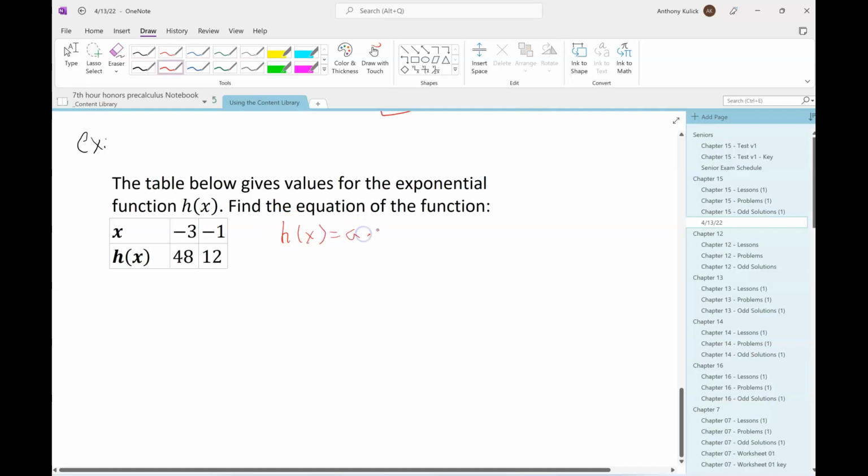Okay. So still the same goal. I need an equation a times b to the x. I don't have anything to get me the a for free, so what I'm going to do is create a system of 2 equations using the 2 points that I'm given.